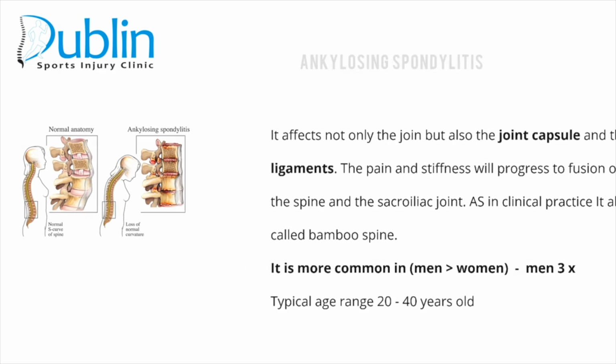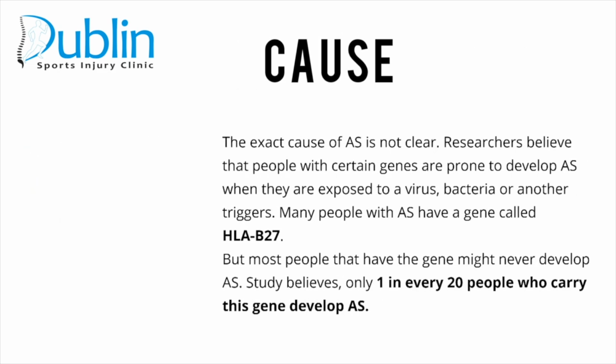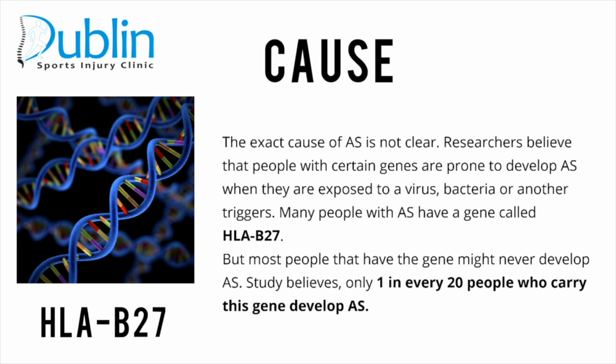The exact cause of ankylosing spondylitis is not clear. Researchers believe that people with certain genes are prone to develop ankylosing spondylitis when they are exposed to a virus, bacteria, or other triggers. Many people with ankylosing spondylitis have a gene called HLA-B27, but most people that have the gene might never develop ankylosing spondylitis. Studies believe only 1 in every 20 people who carry this gene develop ankylosing spondylitis.